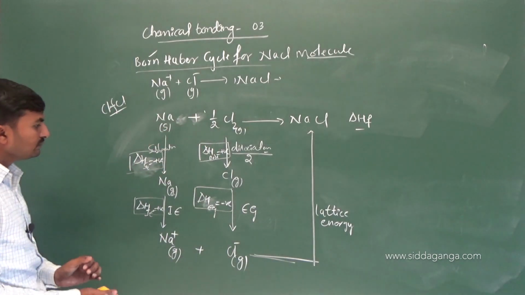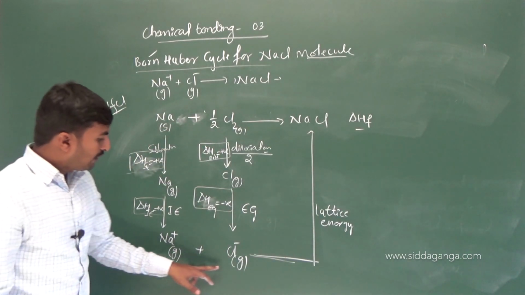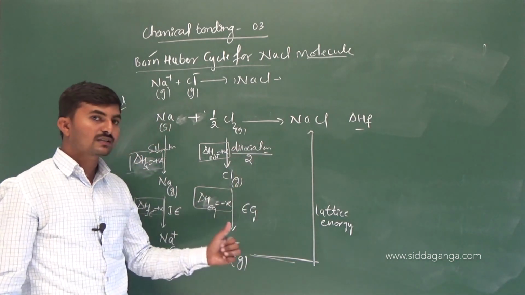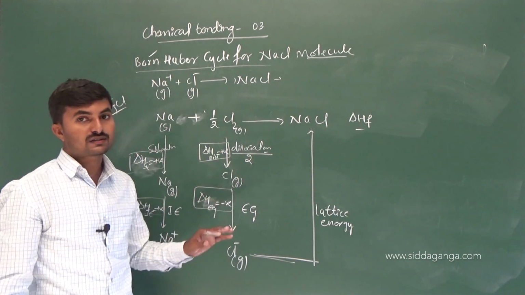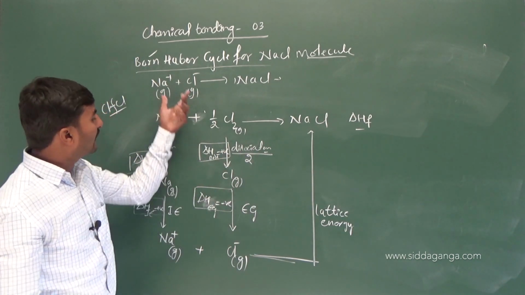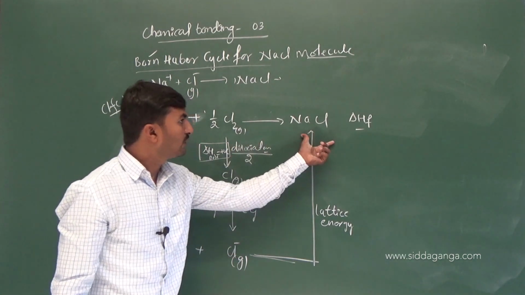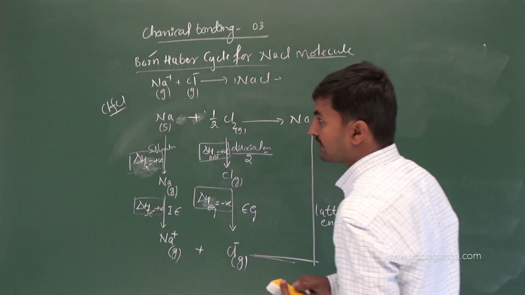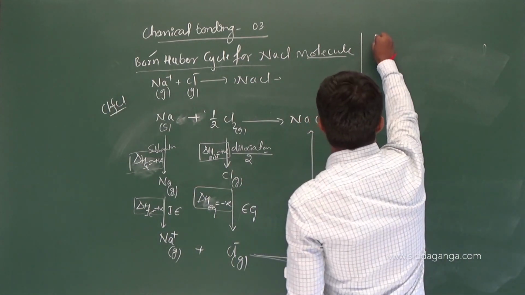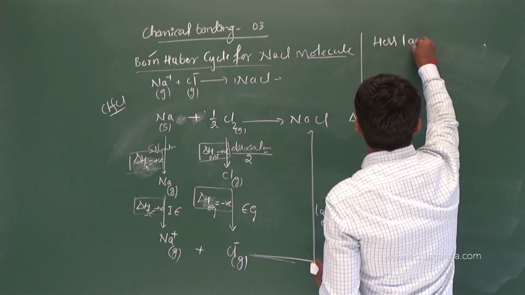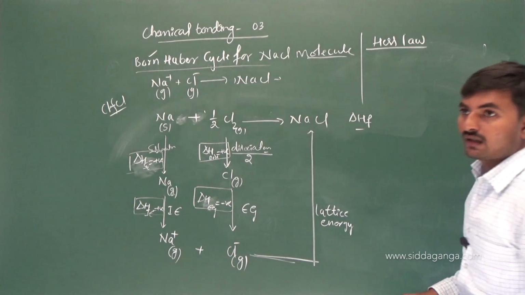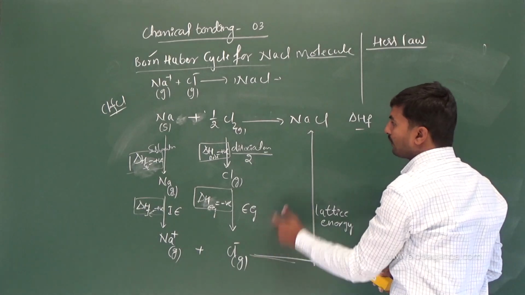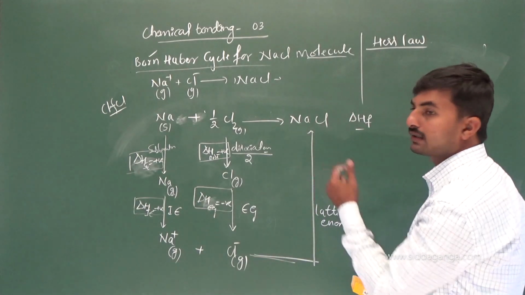Okay, now the doubt arises: how do we calculate the lattice energy by using all these energies? In order to calculate the lattice energy of this molecule using the Born-Haber cycle, one more law is introduced. That law is called Hess law. According to this law, we determine the lattice energy of this ionic compound or any other ionic compound.